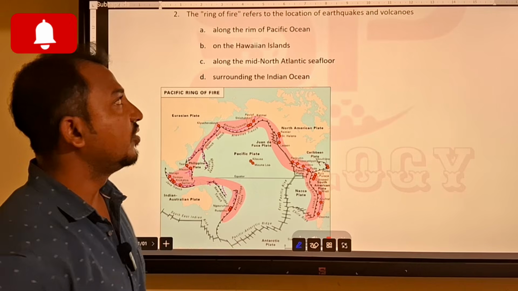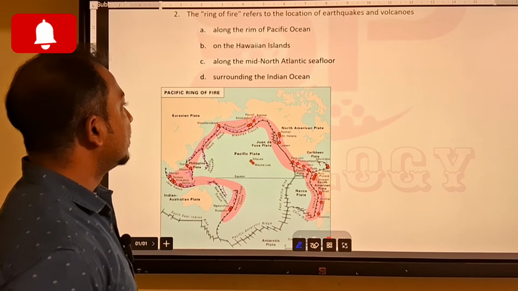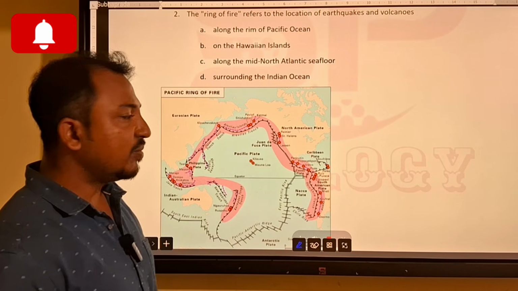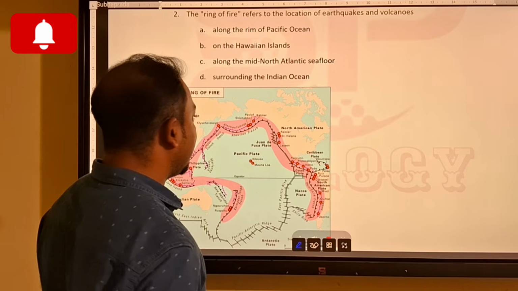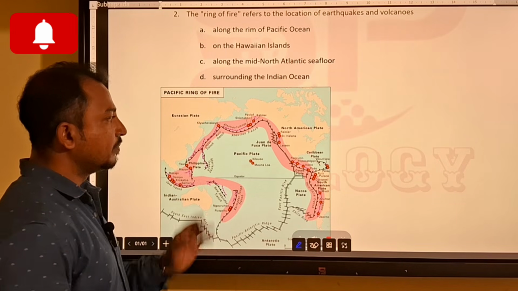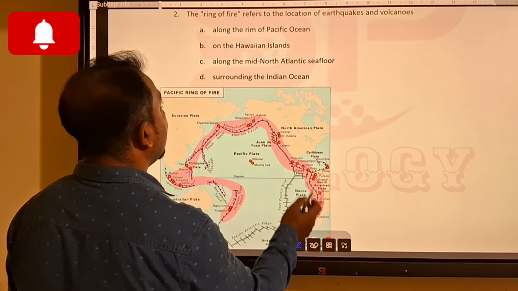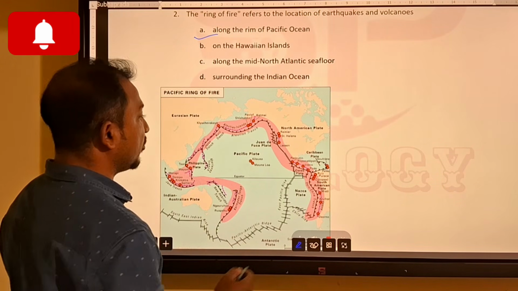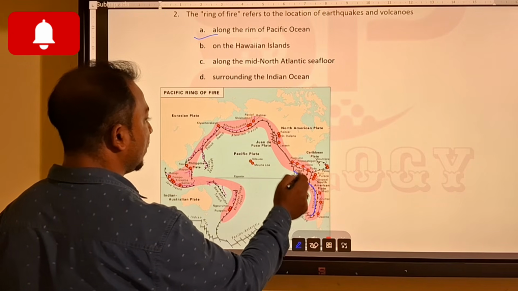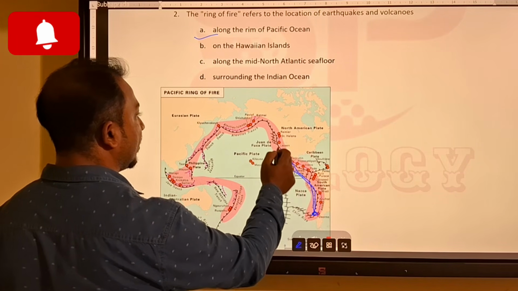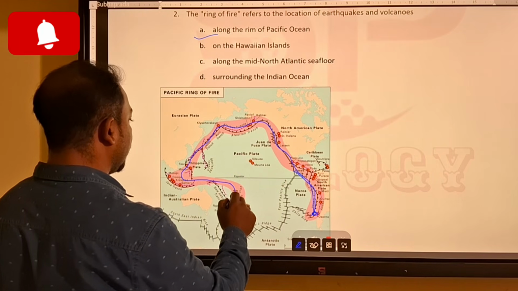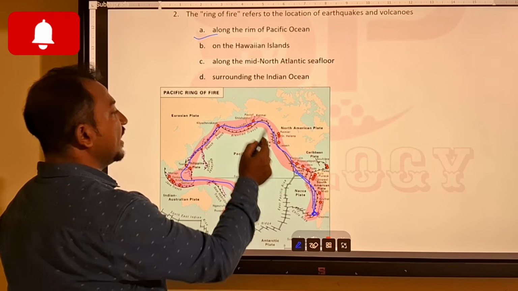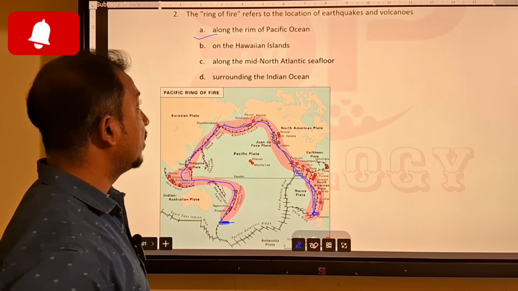Next, the ring of fire. We know the ring of fire is a chain of volcanoes produced around the convergent plate margin, where the Pacific plate converges with the American plate and Eurasian plate. The ring of fire refers to the location of earthquakes and volcanoes along the rim of the Pacific Ocean. You can see this is the Pacific Ocean. Starting from the Peru-Chile trench, you will get a continuous ring of volcanoes up to here, which is called the ring of fire. So it is along the rim of the Pacific Ocean.